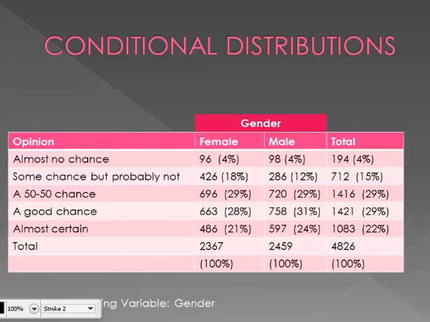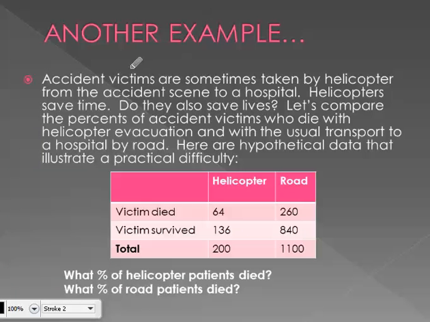Okay? So, another example. Accident victims are sometimes taken by helicopter from an accident scene to a hospital. Helicopters save time. Do they also save lives? That's the question. Let's compare the percentage of accident victims who die with helicopter evacuations with the usual transport to a hospital by road. These are hypothetical data and illustrate a practical difficulty. It is not actual data, so don't worry about this, okay?